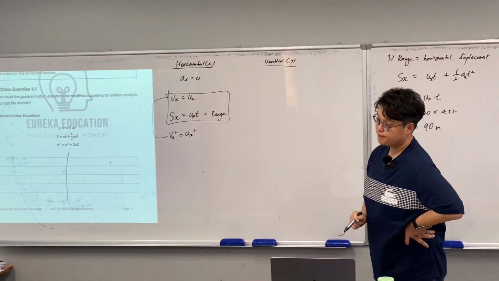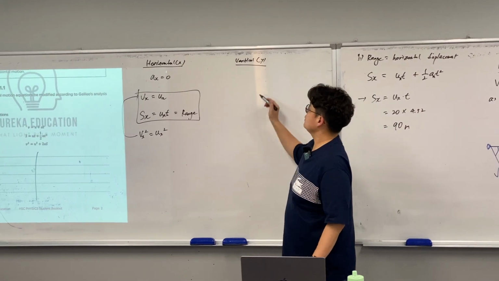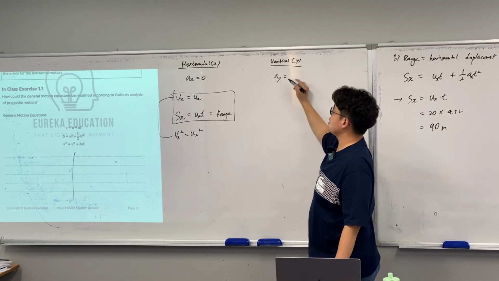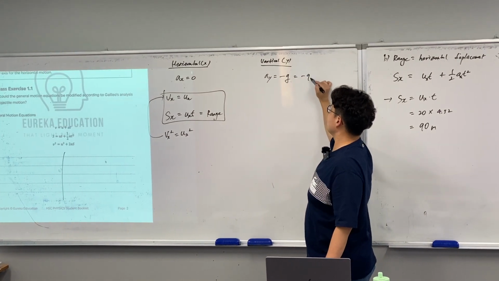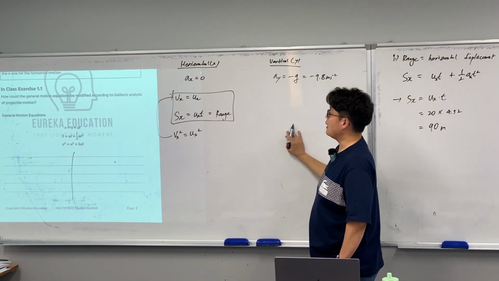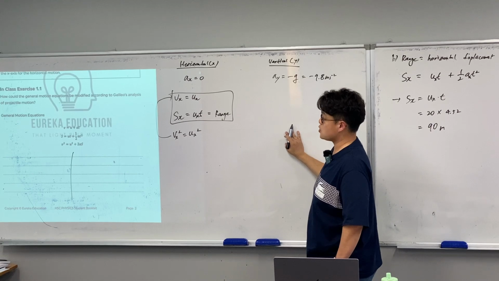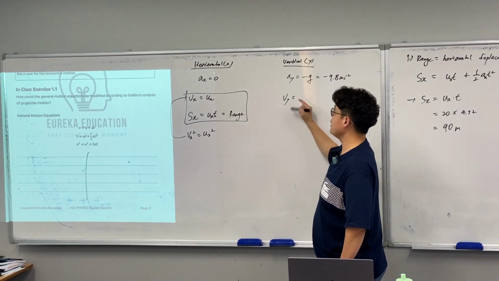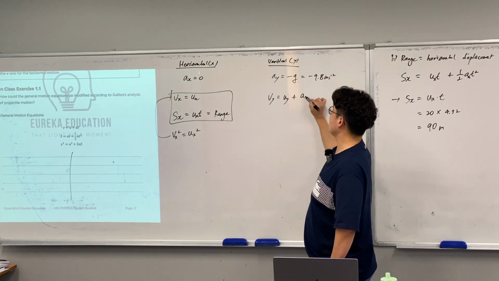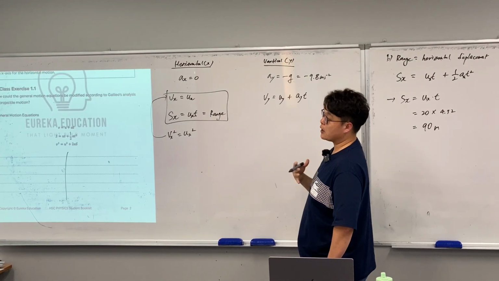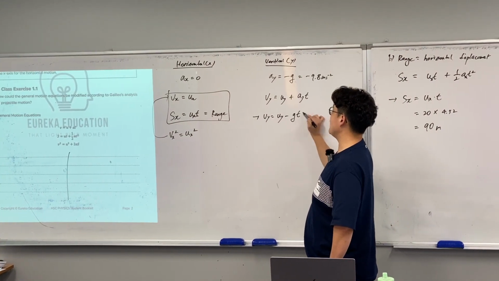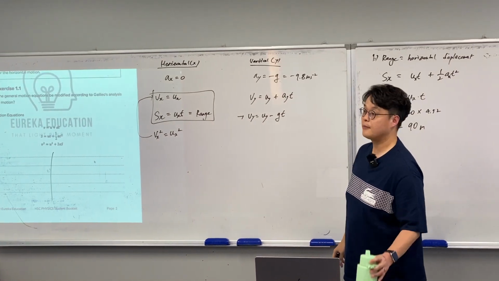Make sense? Cool. What about verticals? At the vertical, ay is not 0, it is minus g, or minus 9.8 meters per second squared. That is also known as the acceleration due to gravity. So the first equation, vy, the final vertical velocity, is the same as uy plus ayt. But we can remodify it into vy equals uy minus gt, or 9.8t.